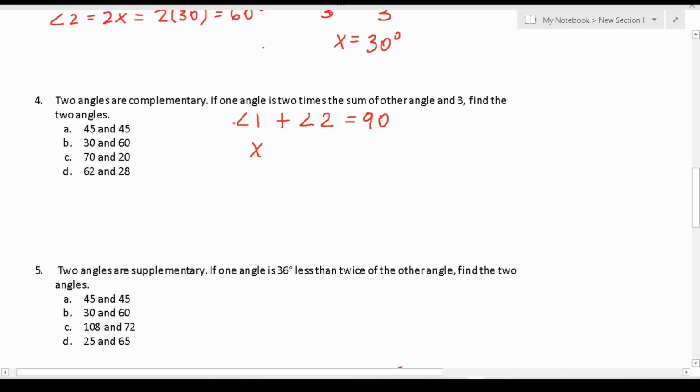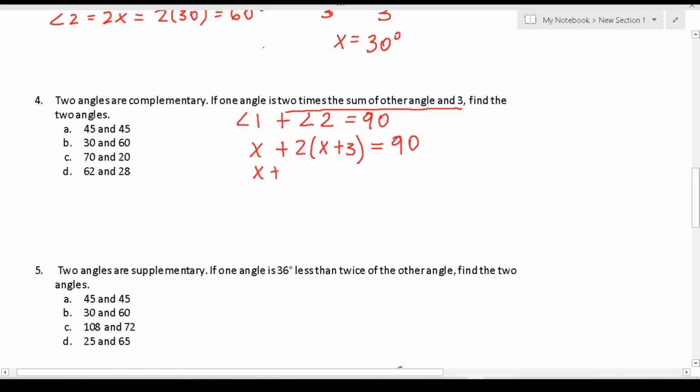Not surprisingly, I'm going to start by referring to one angle as x. And it says if one angle is 2 times the sum of another angle and 3. So that would be x, plus 2 times the sum of the other angle plus 3, equals 90. Okay, so I just took this part of the word problem and expressed it algebraically. So now we just have to distribute this 2 to this x and this 3. We'll combine like terms and then solve for x. So let's go ahead and do that.